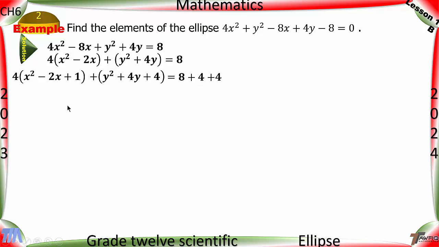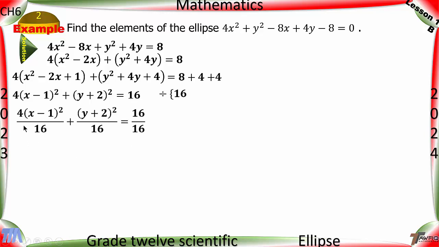Now factorize the brackets as perfect squares. It becomes 4 times (x minus 1) squared, the sign of the second term and the square root of the third is 1, plus (y plus 2) squared equals 16. Now divide both sides by 16. It becomes 4(x minus 1) squared over 16 plus (y plus 2) squared over 16 equals 16 over 16. Simplifying, it becomes (x minus 1) squared over 4 plus (y plus 2) squared over 16 equals 1.